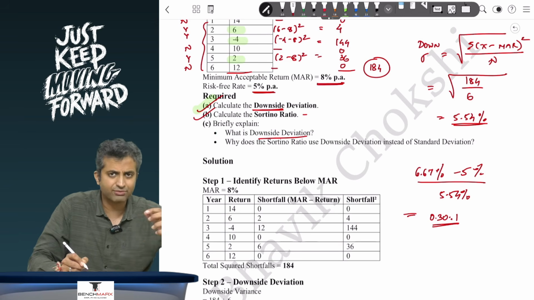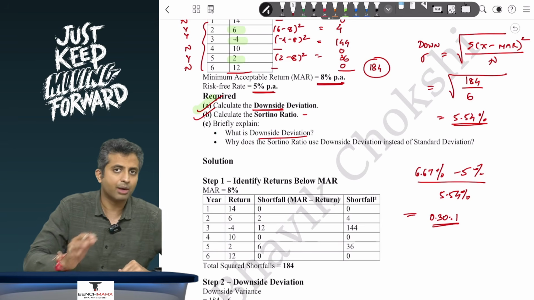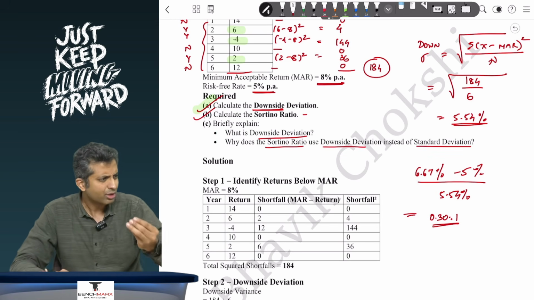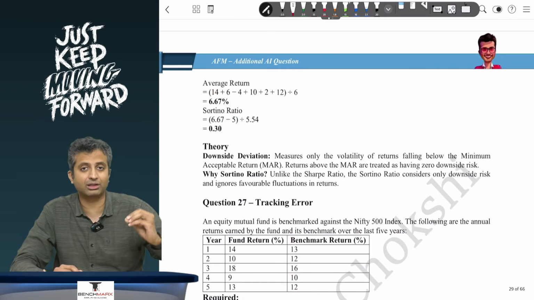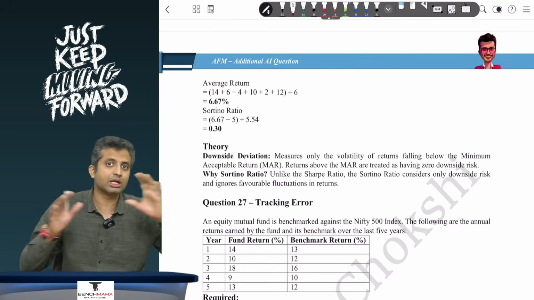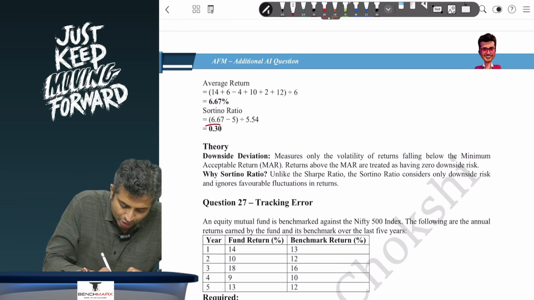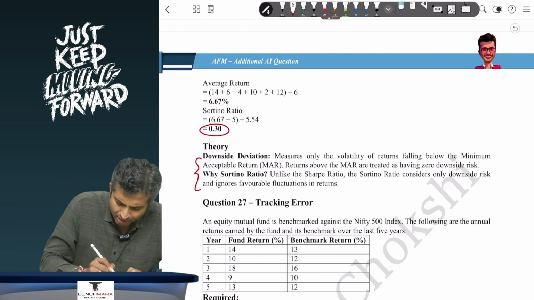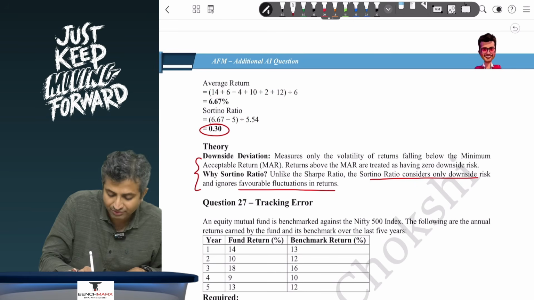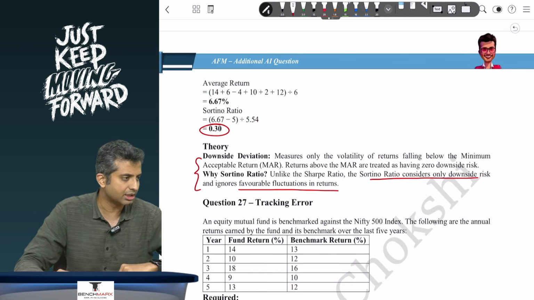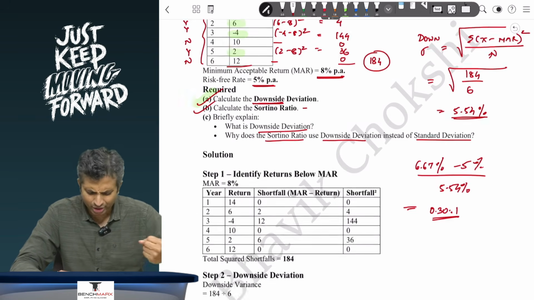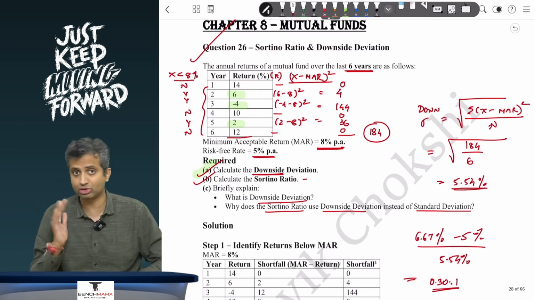What is downside deviation? Deviation on the lower side from the minimum acceptable return. Why does Sortino ratio use downside instead of standard deviation? Because he looks at a much more pragmatic, practical approach where he says that most people are actually afraid of the deviation that happens on the downside rather than the total deviation. So over here, your Sortino ratio is 0.3, and there is some literature regarding Sortino ratio, which considers only downside and ignores the favorable fluctuations which can be there in case of a standard deviation. This is the first point, Sortino ratio and downside deviation. Important thing over here is the calculation of downside deviation in my understanding.